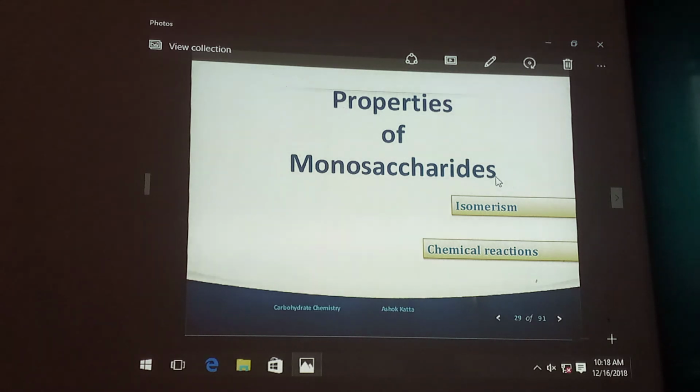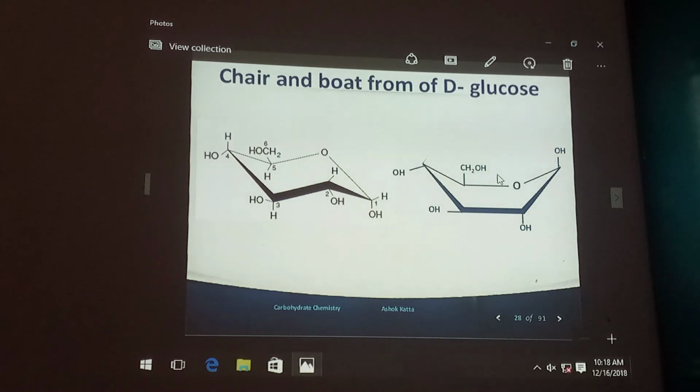On the basis of these structures, we can explain the physical and chemical properties of monosaccharides, which we will do in the next video.